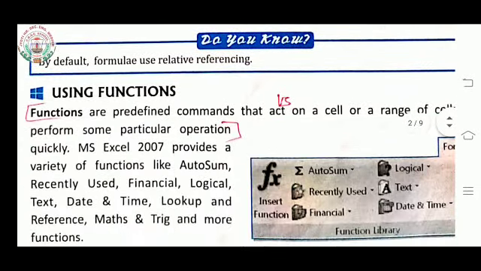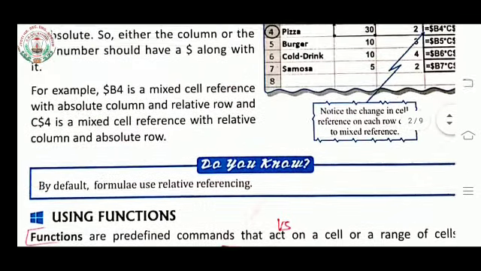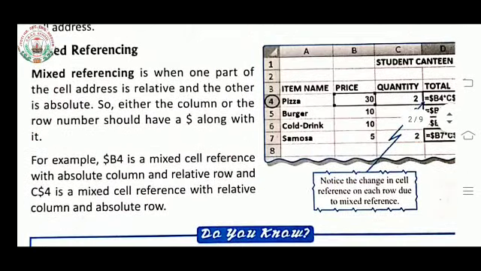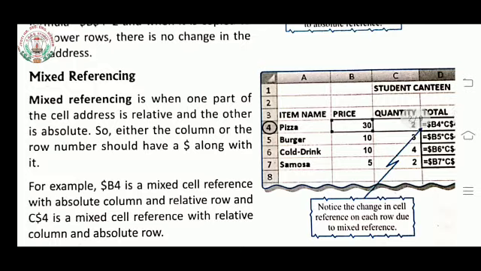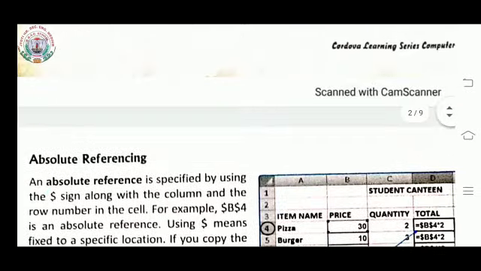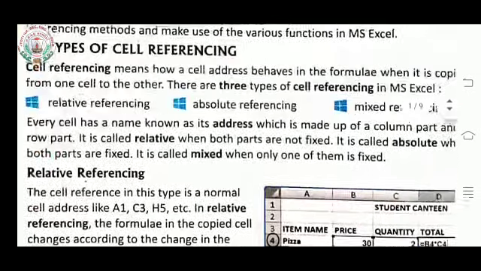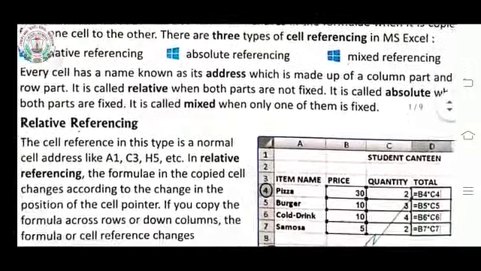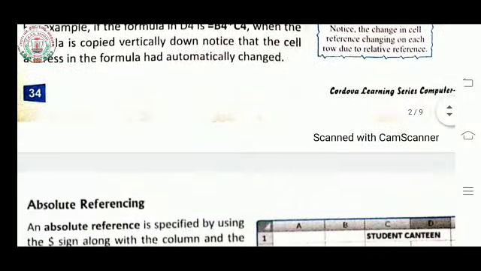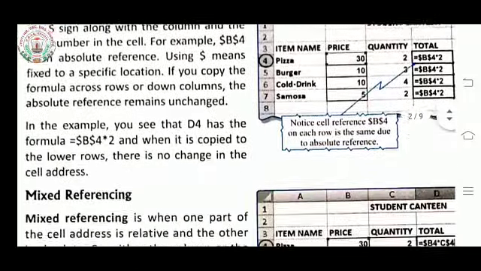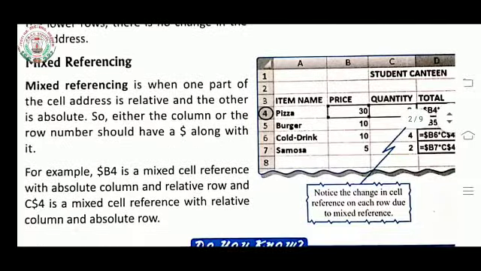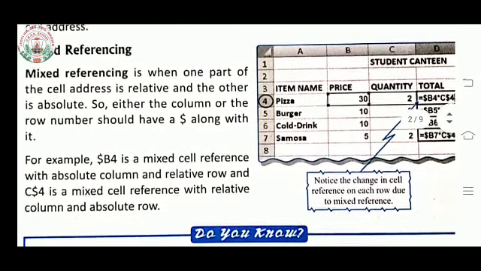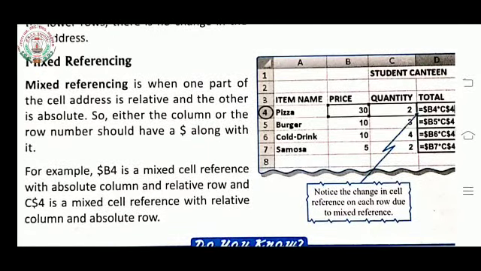Next are some functions, which we will see in our next class. Till now we have completed the introduction part, the cell address, relative referencing, absolute referencing and mixed referencing. So my dear children, go through these topics and try to understand them. We will continue our chapter in the next class. Thank you for today's class.